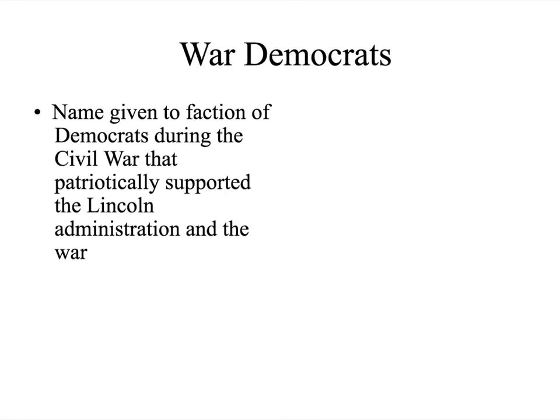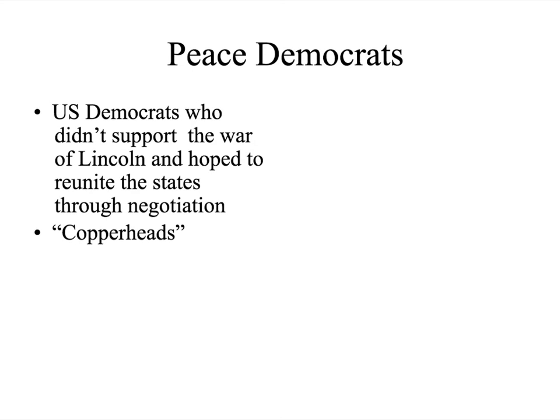Then one of the things that we'll begin to see also is the emergence of divisions in the Union. So some of the Democrats stayed loyal. And so we had what were called the War Democrats. They were the Democrats, like I said, who stayed loyal, and they wanted to continue the war. So there were also Peace Democrats, Democrats who didn't support the war of Lincoln and hoped to reunite the states through negotiation. These guys were known as Copperheads because they kept kind of biting at the heels of Lincoln.